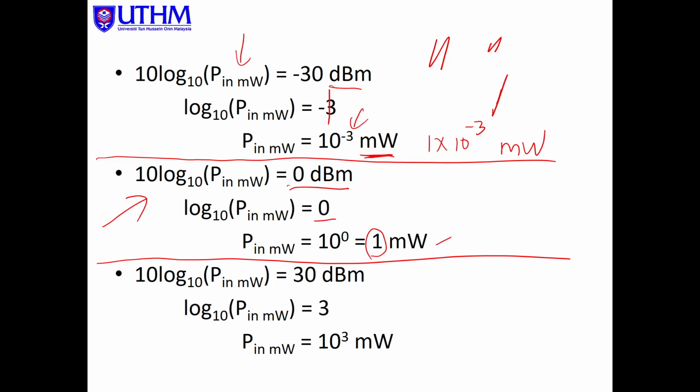Okay. The third question, 10 log power in milliwatt. The power in bracket here must be in milliwatt because here is dBm. So log power in milliwatt, you get 3. And then anti-log of 3, you get 1000. So this is actually 1000 milliwatt.